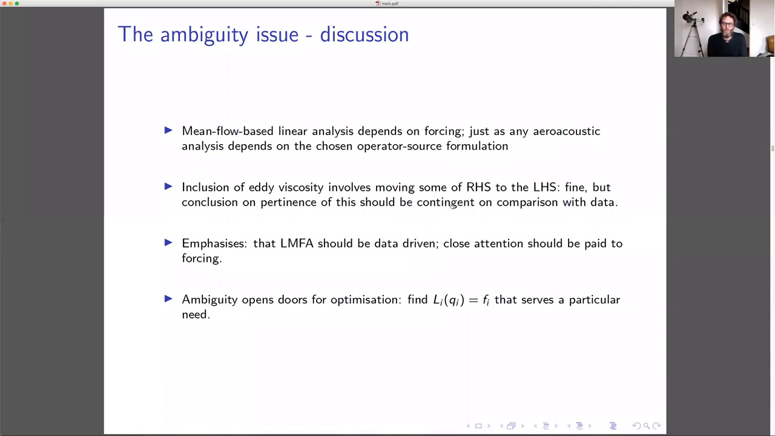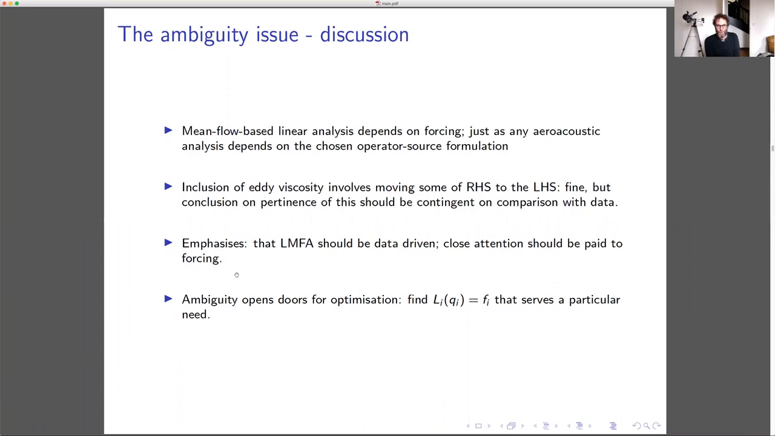We're seeing that it very often does improve things. It can be a good modeling choice, but again, what it's doing is possibly compensating for a lack of modeling precision on the right-hand side by incorporating some of that nonlinear stuff into the linear operator. So all of this emphasizes, of course, that any linear mean flow analysis should be data-driven, and we need to pay closer and closer attention, I think, to the forcing term.